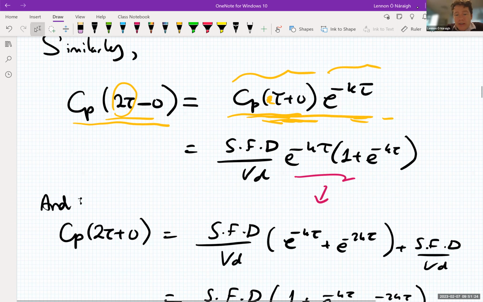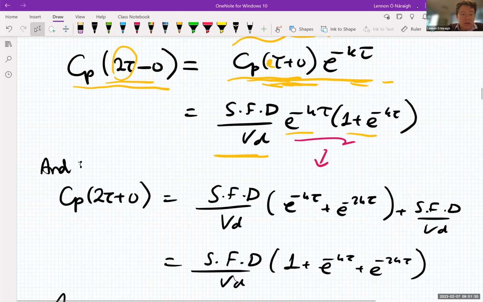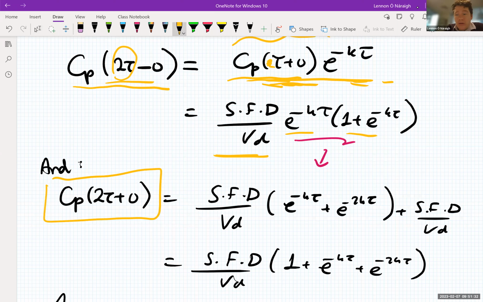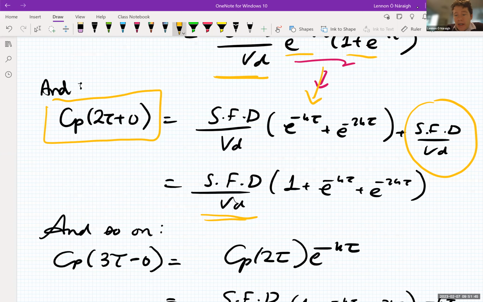So I gather up the terms, and this is SFD over Vd e to the minus k tau into 1 plus e to the minus k tau. And so just after the third dose, at time 2 tau, it's the previous amount plus the new dose. And I gather up the terms, SFD over Vd, and I have 1 coming from here, plus e to the minus k tau plus e to the minus 2k tau.